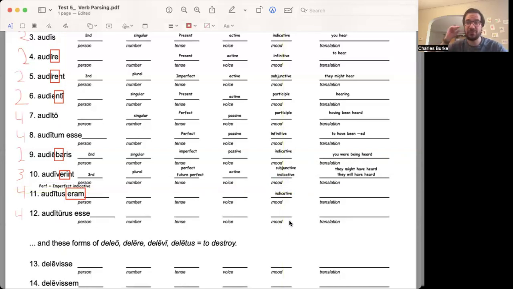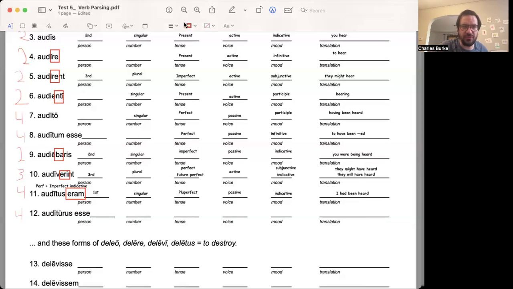Remember, indicative is just your default. Subjunctive is possibility space, participles are verbal adjectives, imperatives are commands, and infinitives are kind of verbal nouns, but also indirect statement. But indicative is just your default. So eram's the indicative. Perfect plus imperfect gives us the pluperfect. We know it's passive because it's fourth principal part plus a form of esse. And now because of that M ending, I know it's first person singular. So we're going to do I for first person singular, had for pluperfect, been for passive, and then heard. Had for pluperfect, been for passive. I had been heard.